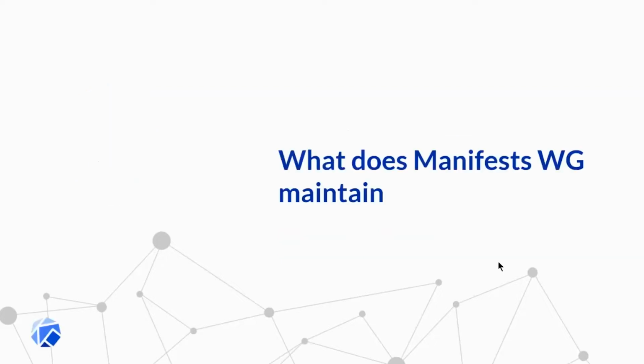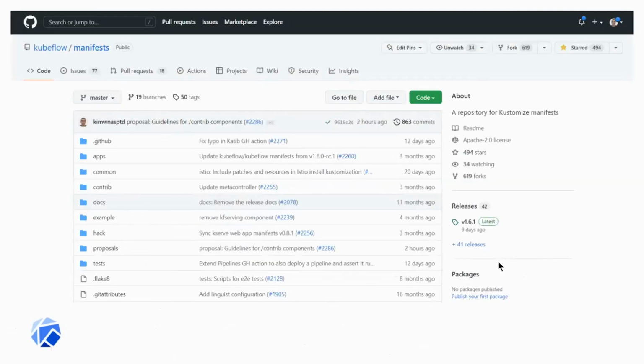So without further ado, the first question is, what exactly does the Manifest Working Group maintain? And the answer might sound straightforward, but we might need a little bit more explanation. What we do is keep the Manifest repo as a central place to store all of the manifests from the different components of Kubeflow. Everything that we expect the users might need to be able to launch Kubeflow, all of this is gathered into one place.